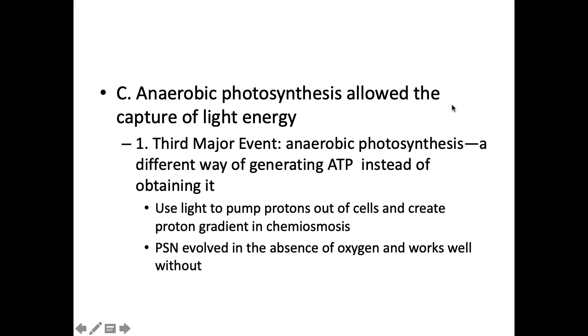Okay, a third major event is underneath the anaerobic photosynthesis part. So anaerobic photosynthesis is a different way of making that ATP instead of just obtaining it. So they use light to pump the protons out of cells and create the proton gradient for chemiosmosis. And, we didn't have high levels of oxygen back then. So photosynthesis evolved in the absence of oxygen and works well without it.